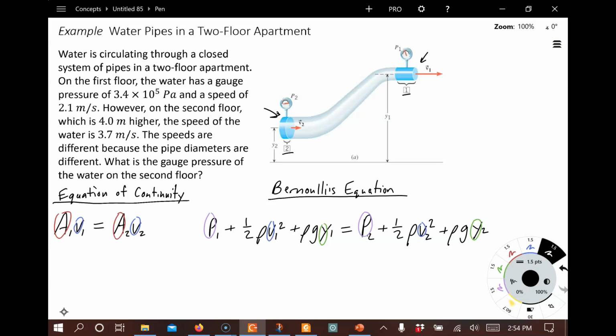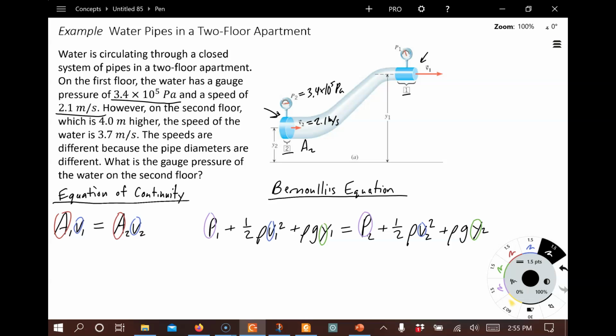In this problem, we are going to be on the first floor and have a certain pressure and speed. So we've called point 2 down here. This is point 2 on the first floor. And here we have a value of the pressure, which is equal to 3.4 times 10 to the 5th pascals. And we have a speed here on the first floor, which is equal to 2.1 meters per second.